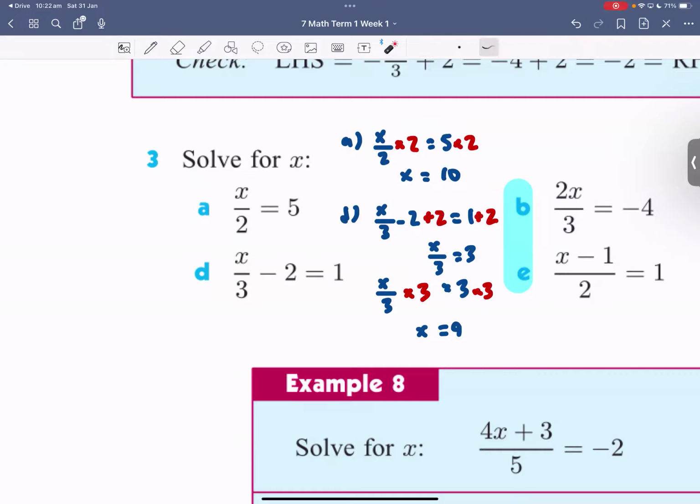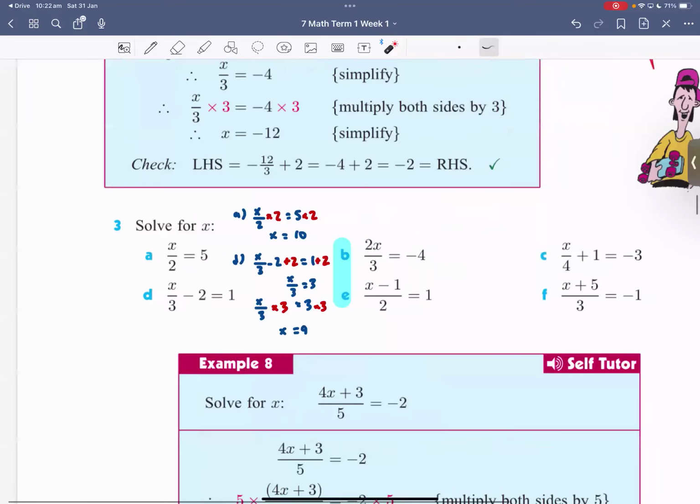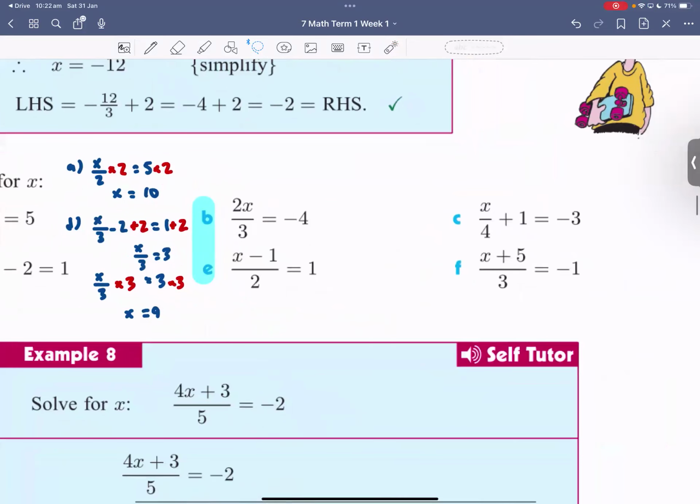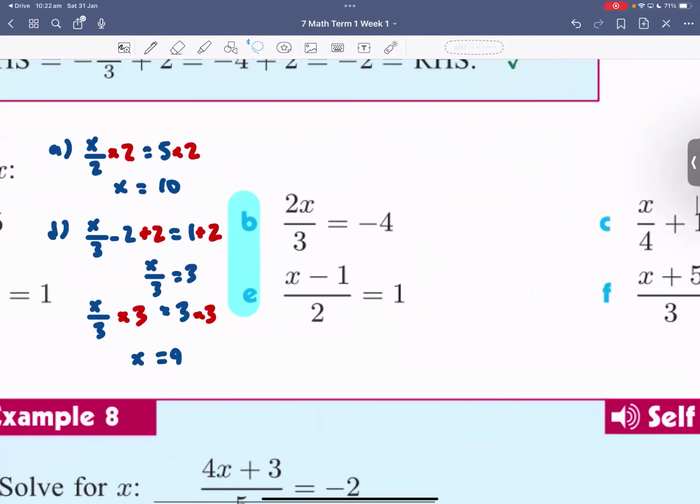Makes sense to everyone? I know some people might find that middle step even more confusing. Some people might just find it easier to bring a divide by 3 and write times 3 straight away. Got it? All right. Can you try C and F right now by yourself? Try C and F by yourself.